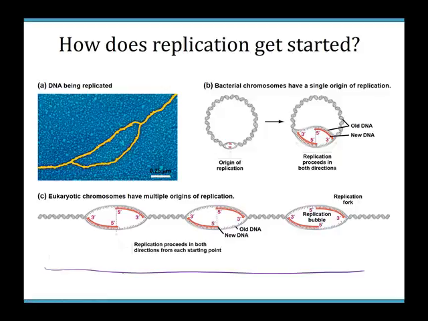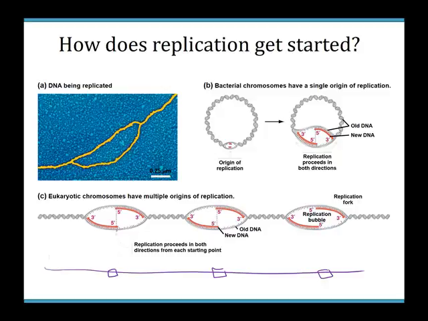So, at several points in our chromosome, we have special sequences called replication origins. Remember, we saw that before. They're also called origins of replication, whatever you want to call them, replication origins, origin of replication. It's the exact same thing, okay?